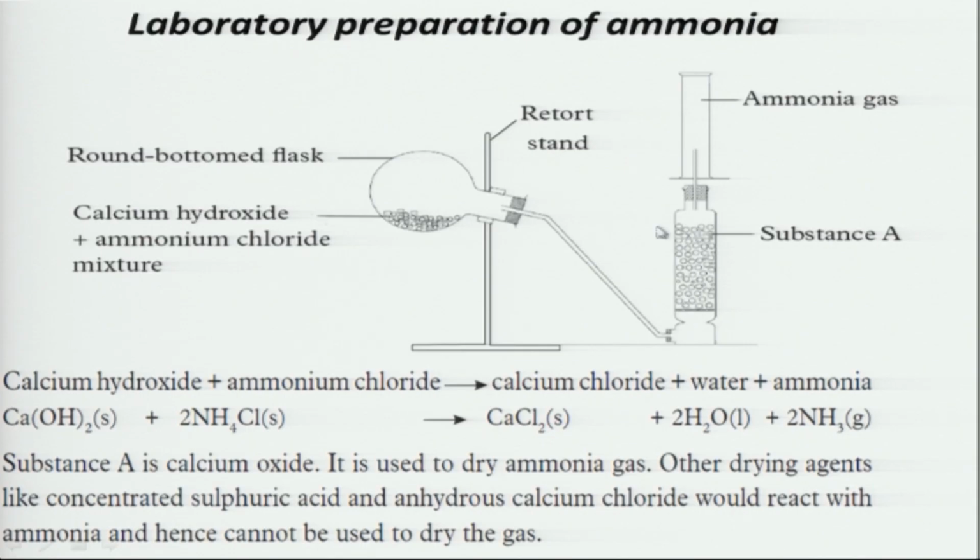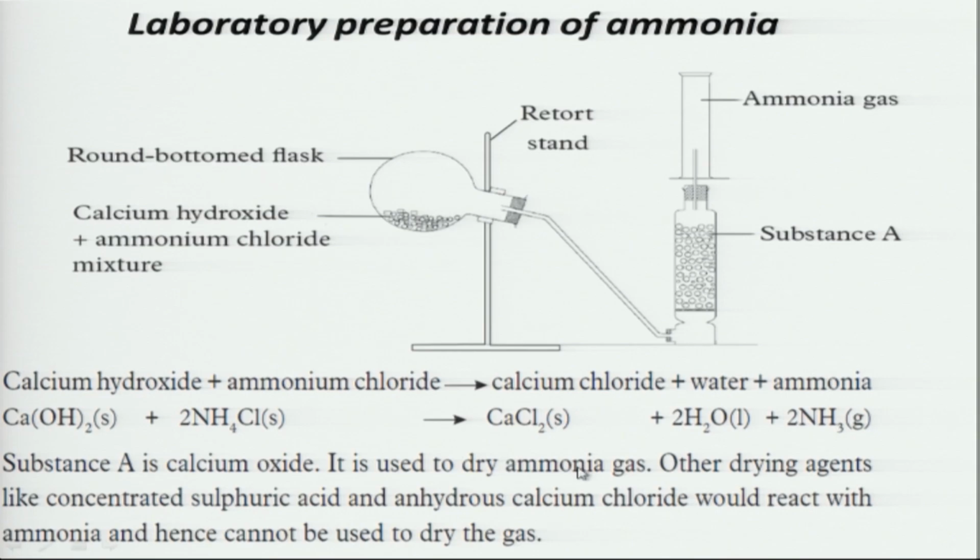All right? So as calcium hydroxide reacts with ammonium chloride, we form calcium chloride and water and ammonia gas. So this water is retained within the substance A, which is calcium oxide. So ammonia is collected as a dry gas. All right? It is collected as a dry gas.